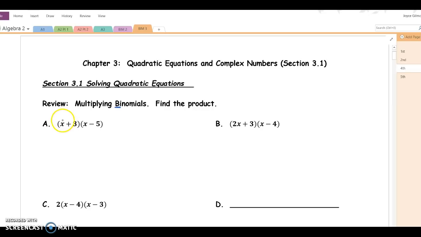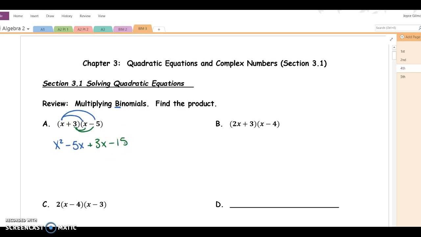So when you're multiplying binomials, take this x and distribute it to the second set of parentheses. X times x is x squared. X times negative 5 is negative 5x. Then distribute the 3 to both of the terms. 3 times x is 3x, and 3 times negative 5 is negative 15.